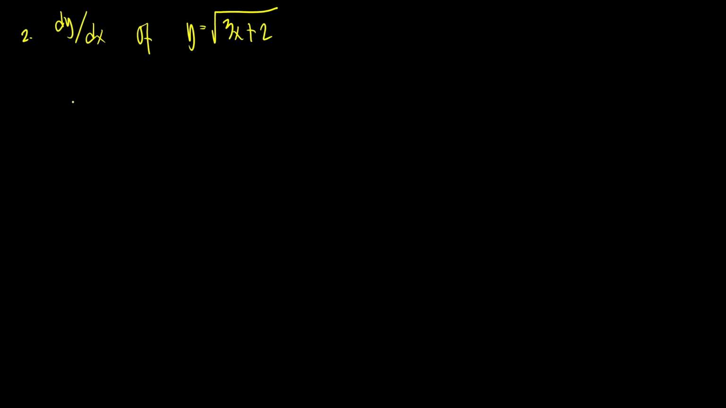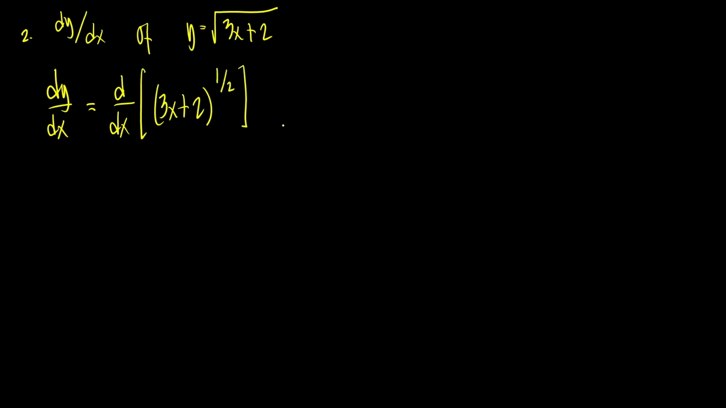So here we have dy/dx, d over dx of the square root of 3x plus 2. We know that 3x plus 2 is just raised to 1/2. Okay. So in order to differentiate it, we just use the power rule. So we have 1/2 times 3x plus 2, then 1/2 minus 1, and then don't forget to differentiate the inner part.